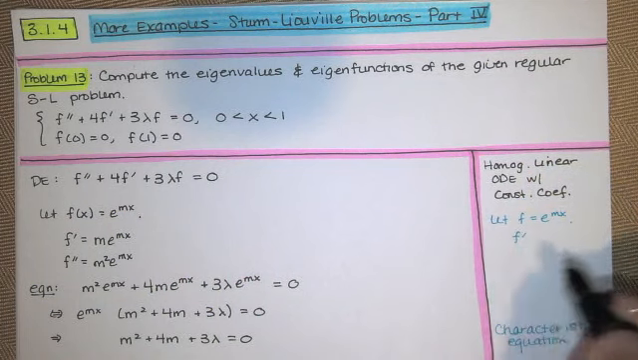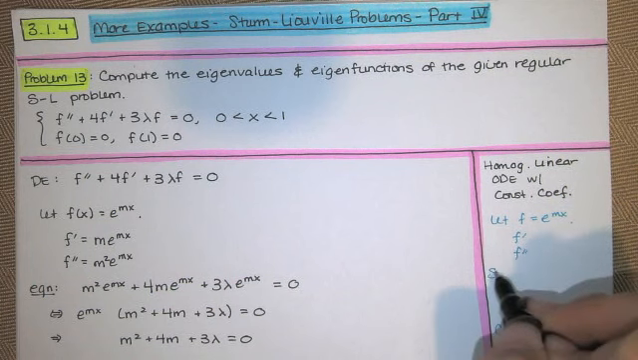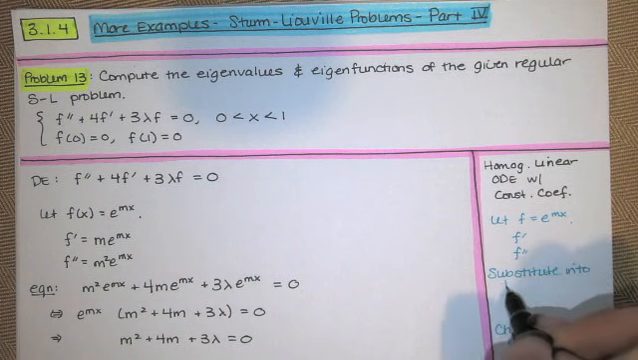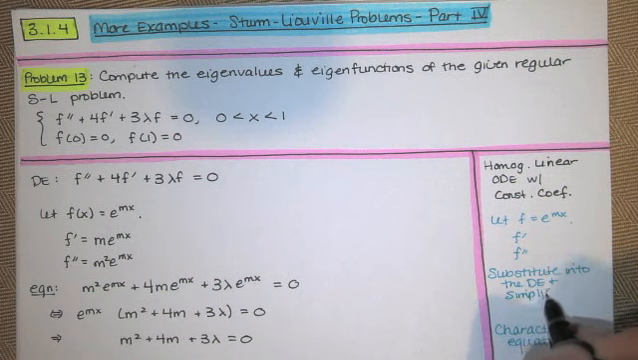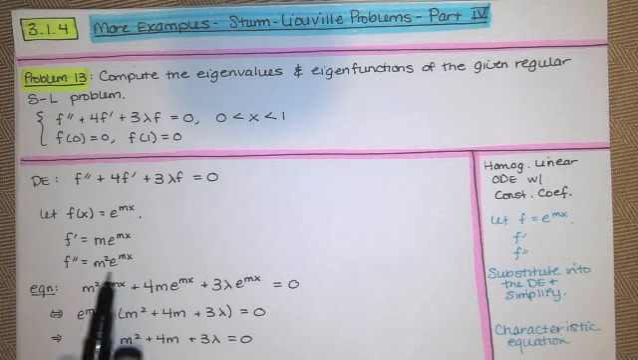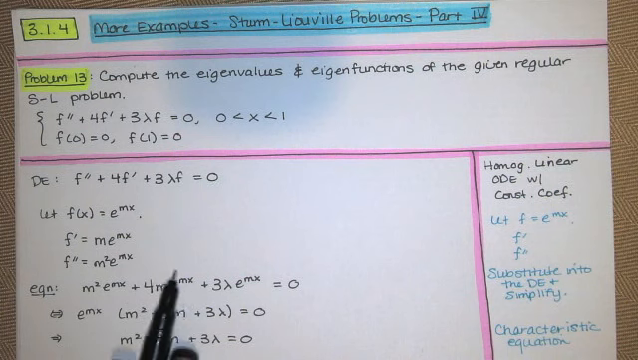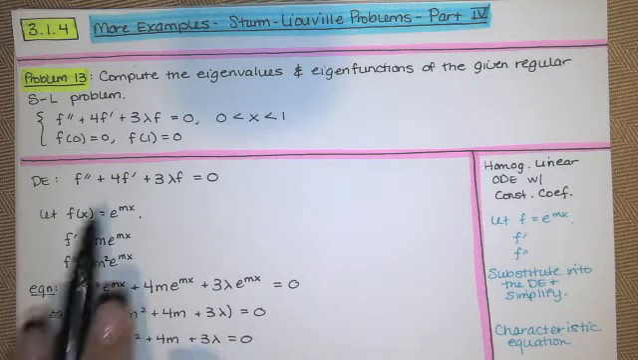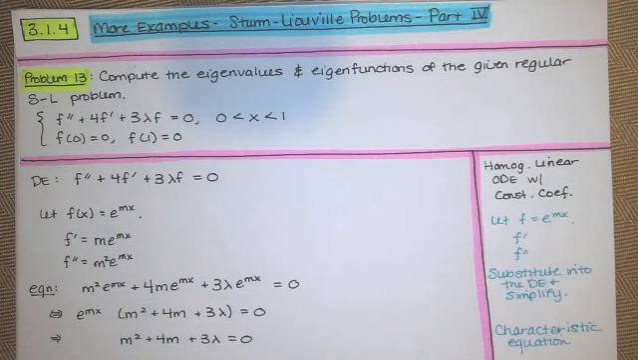Since it's a second order equation, compute f prime and f double prime, and then substitute into the equation and simplify. So this is my f double prime plus 4 times f prime plus 3 lambda times f, which we assume to be e to the mx, equals 0. That's equivalent to this. And this exponential is never 0. So that means this polynomial in m must be 0. That's called the characteristic equation of that homogeneous linear ODE with constant coefficients.